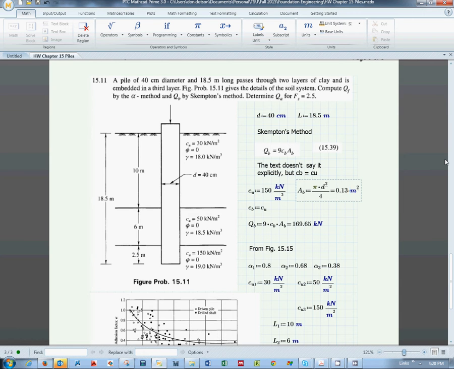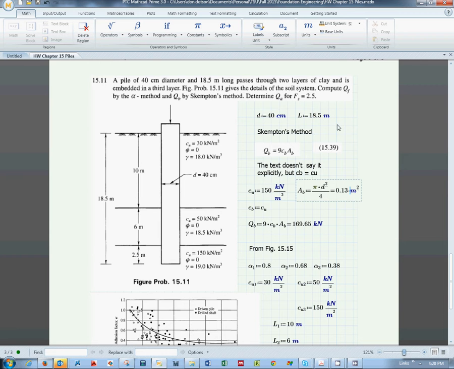Okay, this is problem 1511. We've got a three-layered soil. We've got a 40 centimeter diameter pile. It's 18.5 meters long, and we have all clay. There's no friction, so these are all undrained parameters.